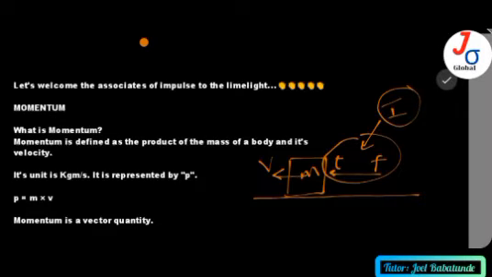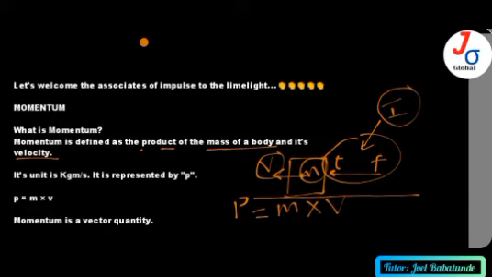Okay, but then what is momentum? Momentum is defined as the product of the mass of a body by its velocity. So that means V multiplied by M gives us momentum. Momentum is represented by P, as you can see here. So we have P equals mass times velocity. So that's momentum.